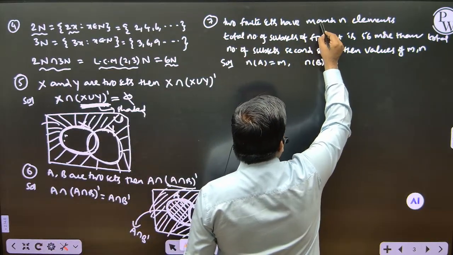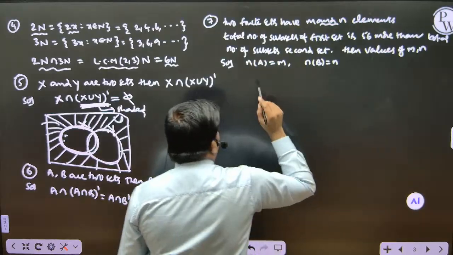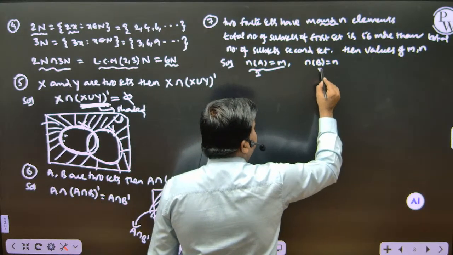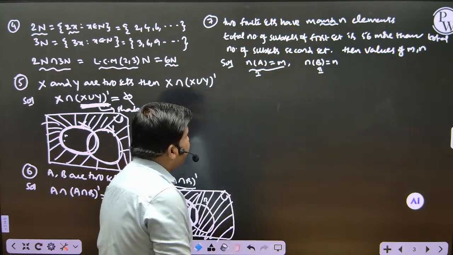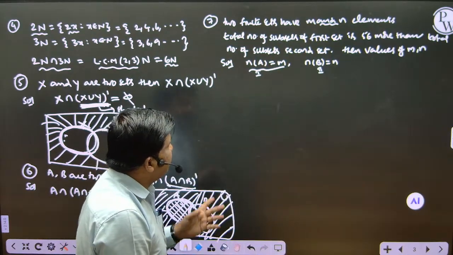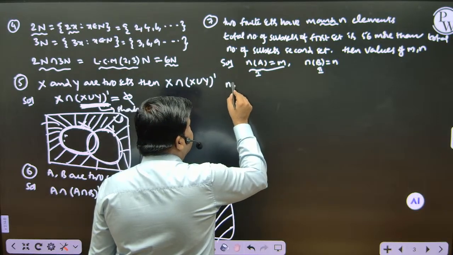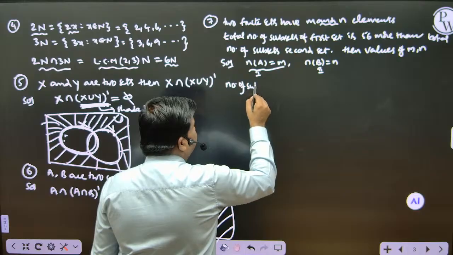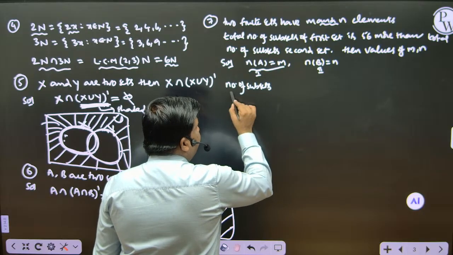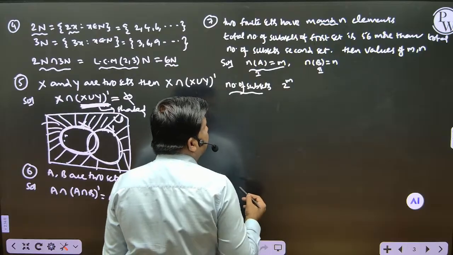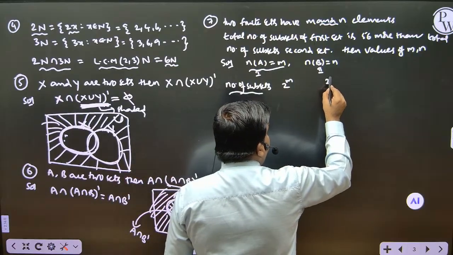So let us take that this is the first set and this is the second set. First set A has m elements, second set B has n elements. What are its number of subsets? The number of subsets of the first set is 2 power m. The second set is what? 2 power n.